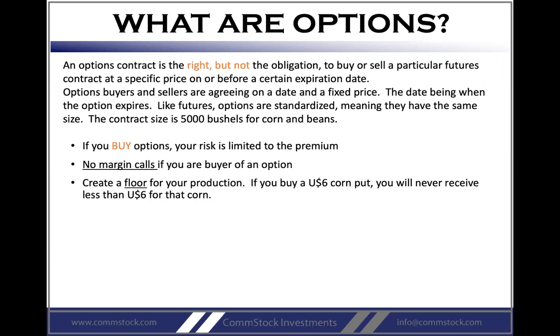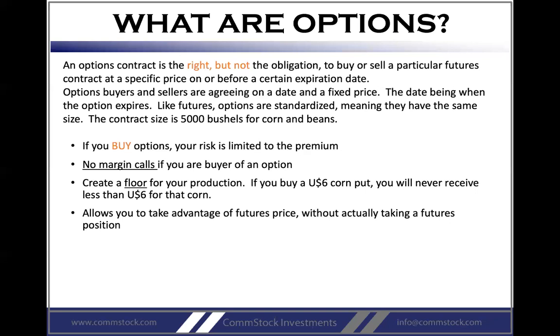So yeah, we kind of talked about this. When you're buying an option, you're creating essentially a floor in your production. If you say, hey, I want a strike price of $6, I want to buy a $6 corn put, you're putting a floor at that $6. So you're essentially never going to receive less than that $6 for that corn. Depending on what the market is doing, that could be expensive, so it's up to you to decide what you want to pay. Obviously a $6 corn put is going to be more expensive than a $5 corn put. As it says here, you're essentially taking advantage of what futures prices are doing without actually taking a futures position.